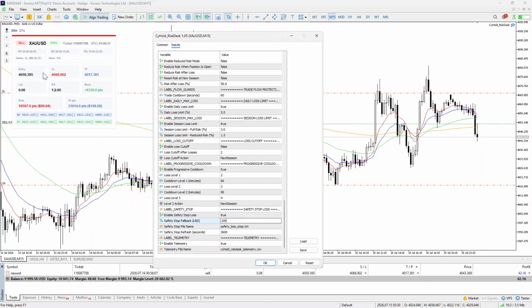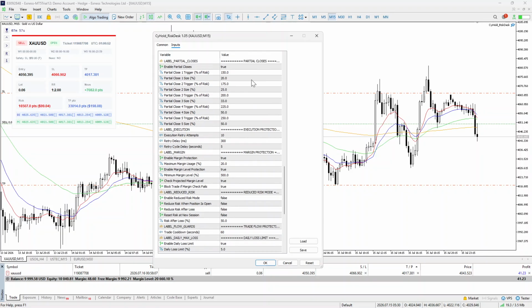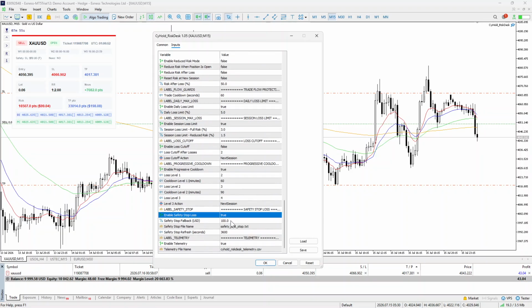Even if you have the risk here, 1%, 2%, this is another mechanism to avoid losing more than you planned. So you have in your mind, I never want to lose more than 100 in any trade. You put 100 here, and even if you change this number in the other place, if anything happens and the trade has a loss bigger than this, it will close the trade automatically. It's another mechanism to avoid losses.